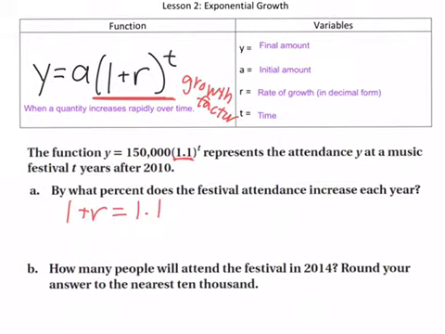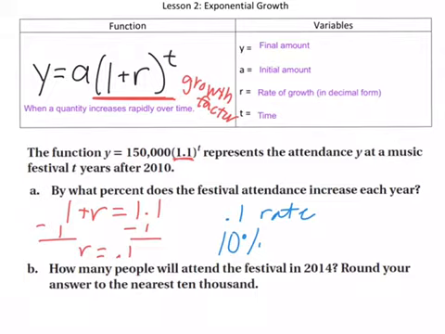We're trying to find the rate of the increase. So basically we're going to solve for our rate, our decimal form percentage. I subtract 1 from both sides, and I get that r equals 0.1. Now remember, the rate is the percentage of growth in decimal form, but they want the actual percent. So we have 0.1 as the rate, but if we move the decimal twice over, it's a 10% increase of the festival attendance each year.